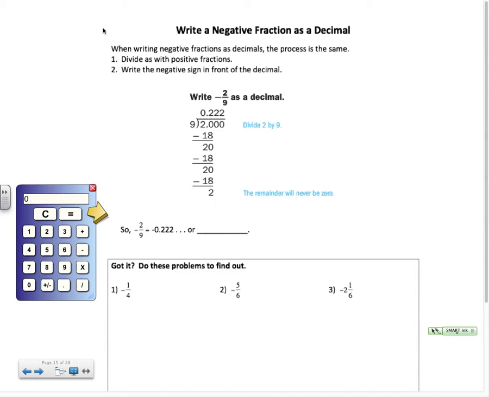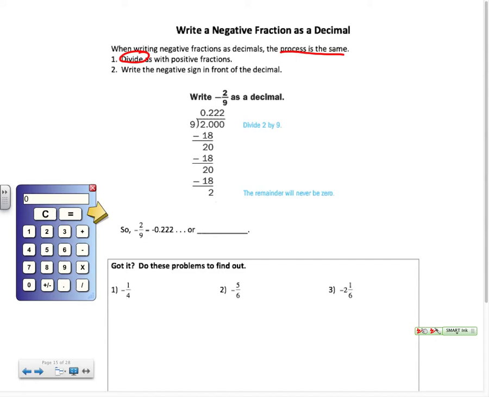All right, we're on Chapter 5, Lesson 4, our second part. We're going to write negative fractions as decimals. So we practiced a little bit how to change a fraction into a decimal. It's just a division problem. This bar means divide. The only difference is now when writing negative fractions as decimals, the process is the same. You divide just like you practiced.